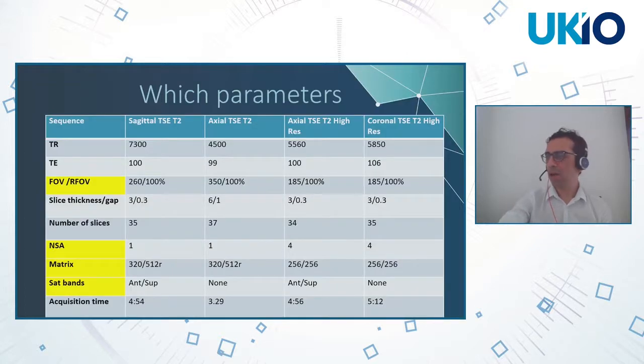So here are the parameters that we use at Northwick Park and St Mark's for a 1.5T Siemens scanner. Other scanners are obviously available. There are several parameters that we can potentially alter, and I'll talk about the 4 I've highlighted there.